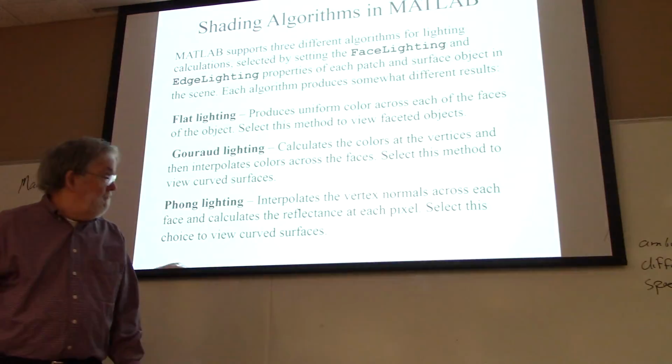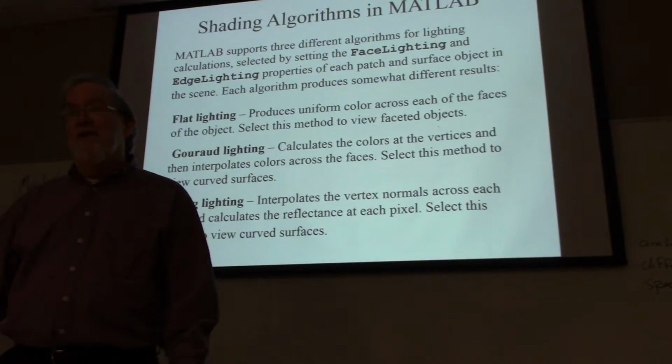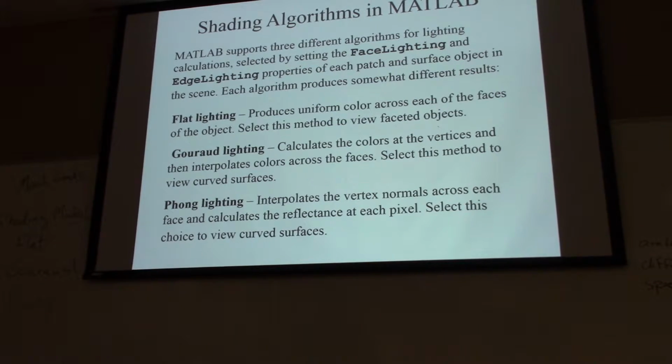So we are going to turn our attention. What we had first was kind of a general overview of lighting and shading, and now we're going to be talking about how MATLAB does it. MATLAB, of course, uses these models. Basically, we can select face lighting and edge lighting properties of patches, and our choices are flat, Gouraud, and Phong lighting.